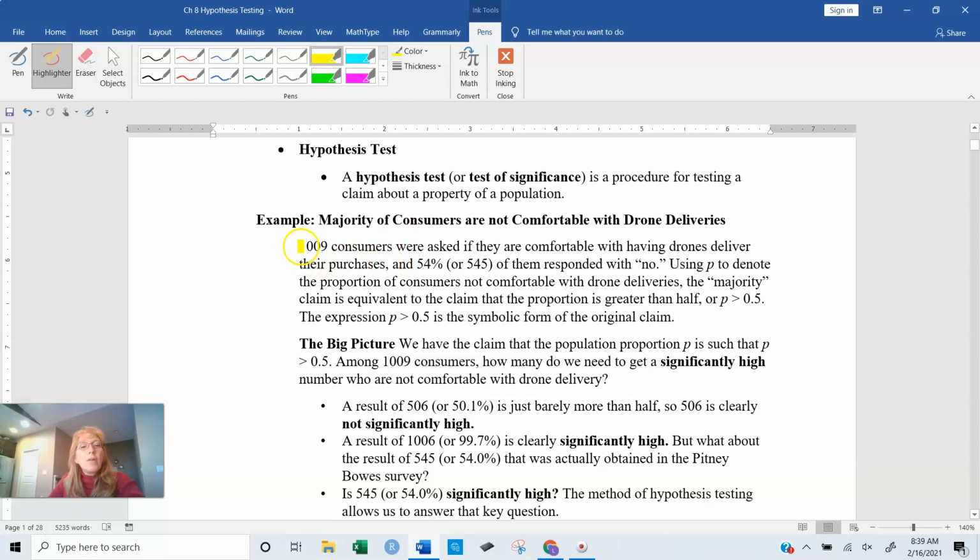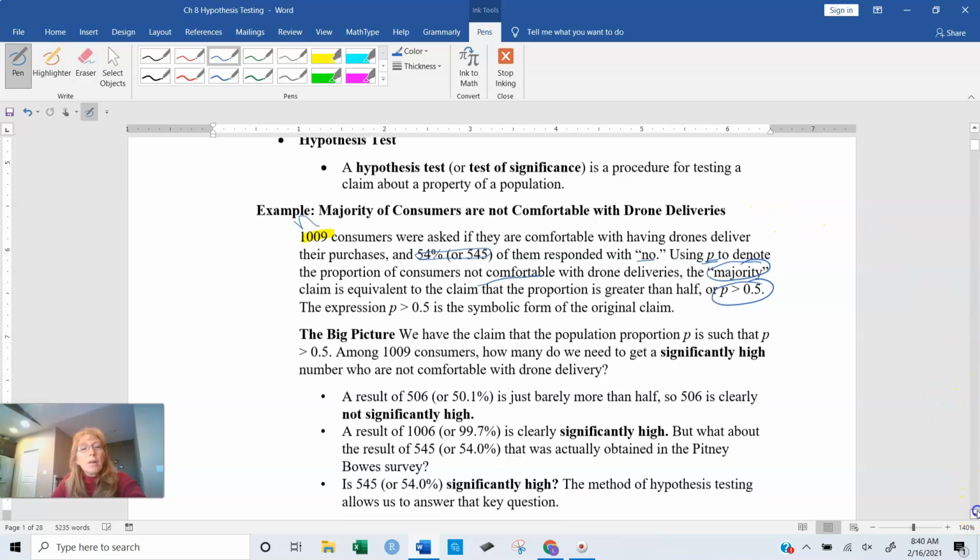All right, so we have 1,009 consumers. So this would be known as our n, how many people we have. We're asked if they are comfortable with having drones deliver their purchase. 54%, or 545 of them, so this is dealing with a proportion, responded with no. Okay, use p to denote the proportion of consumers not comfortable with the drone and the majority claim. So this majority right here means that it has to be over 50%, and that's all that means, nothing more.